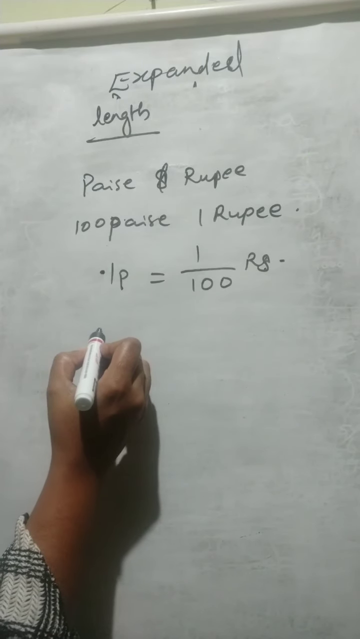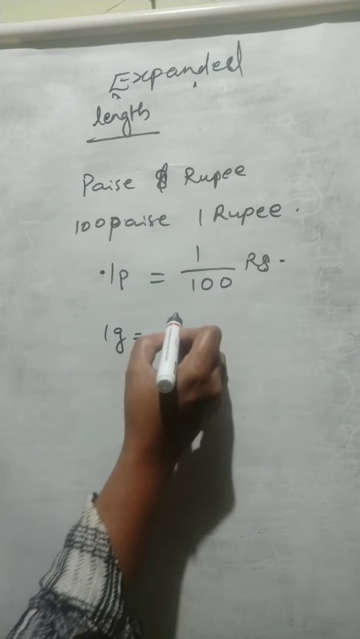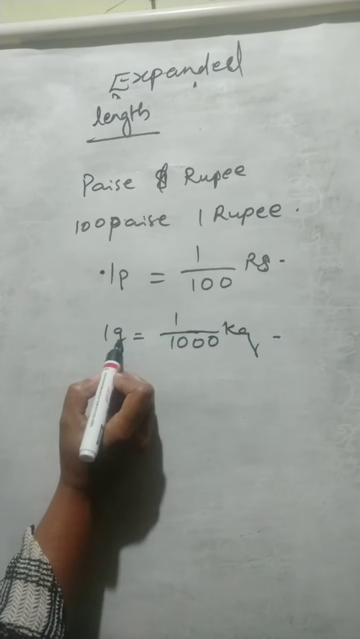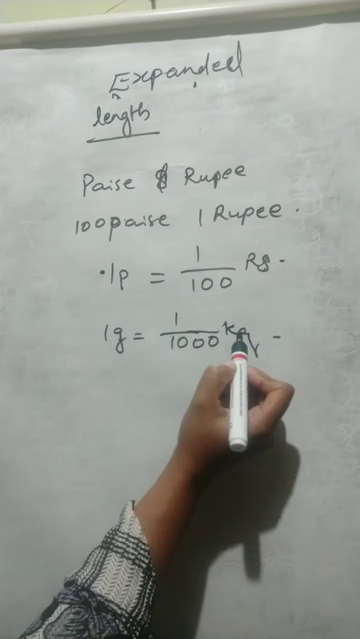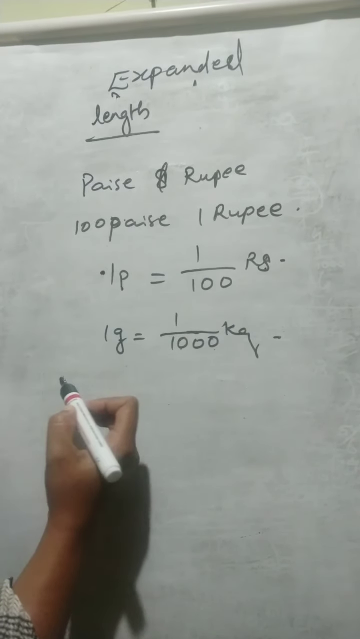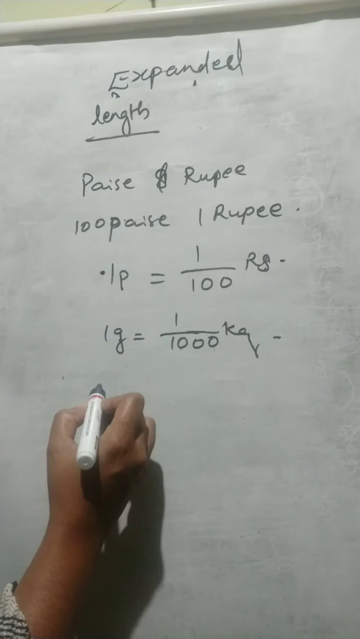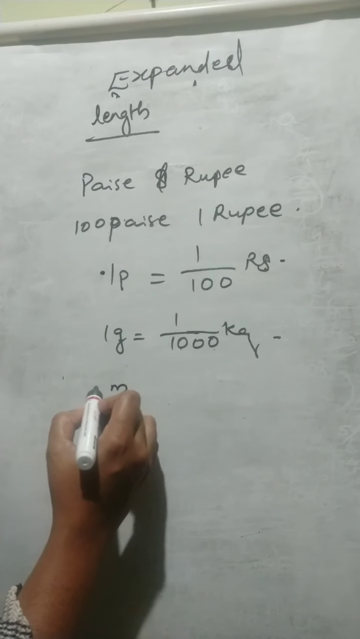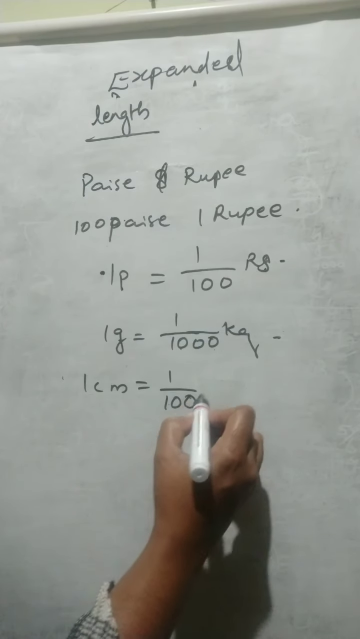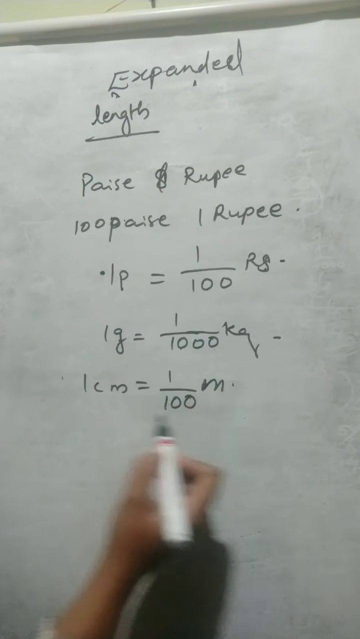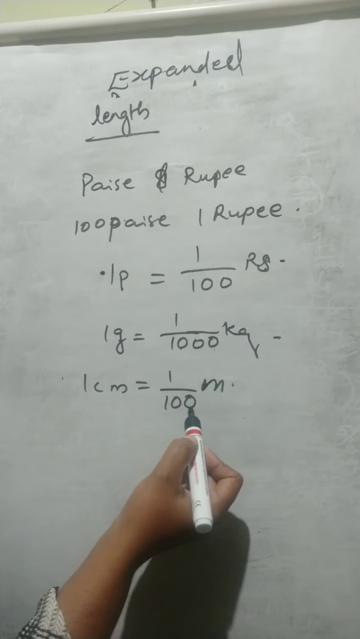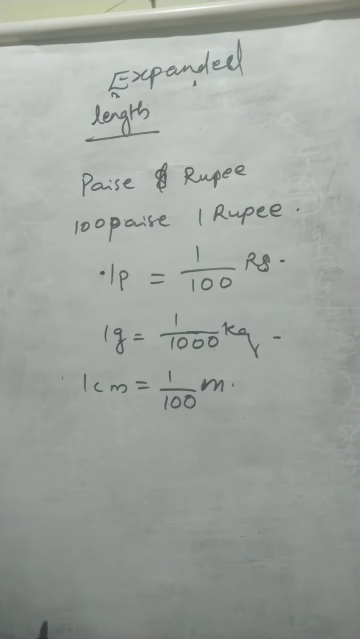Then in case of gram, 1 gram is equal to 1 on 1000 kilogram. That means when we are converting gram into kilogram, we have to divide by 1000. Then in case of meter and centimeter, 1 centimeter will be 1 on 100 meter. So we have to divide centimeter by 100. We will get meter. Okay.